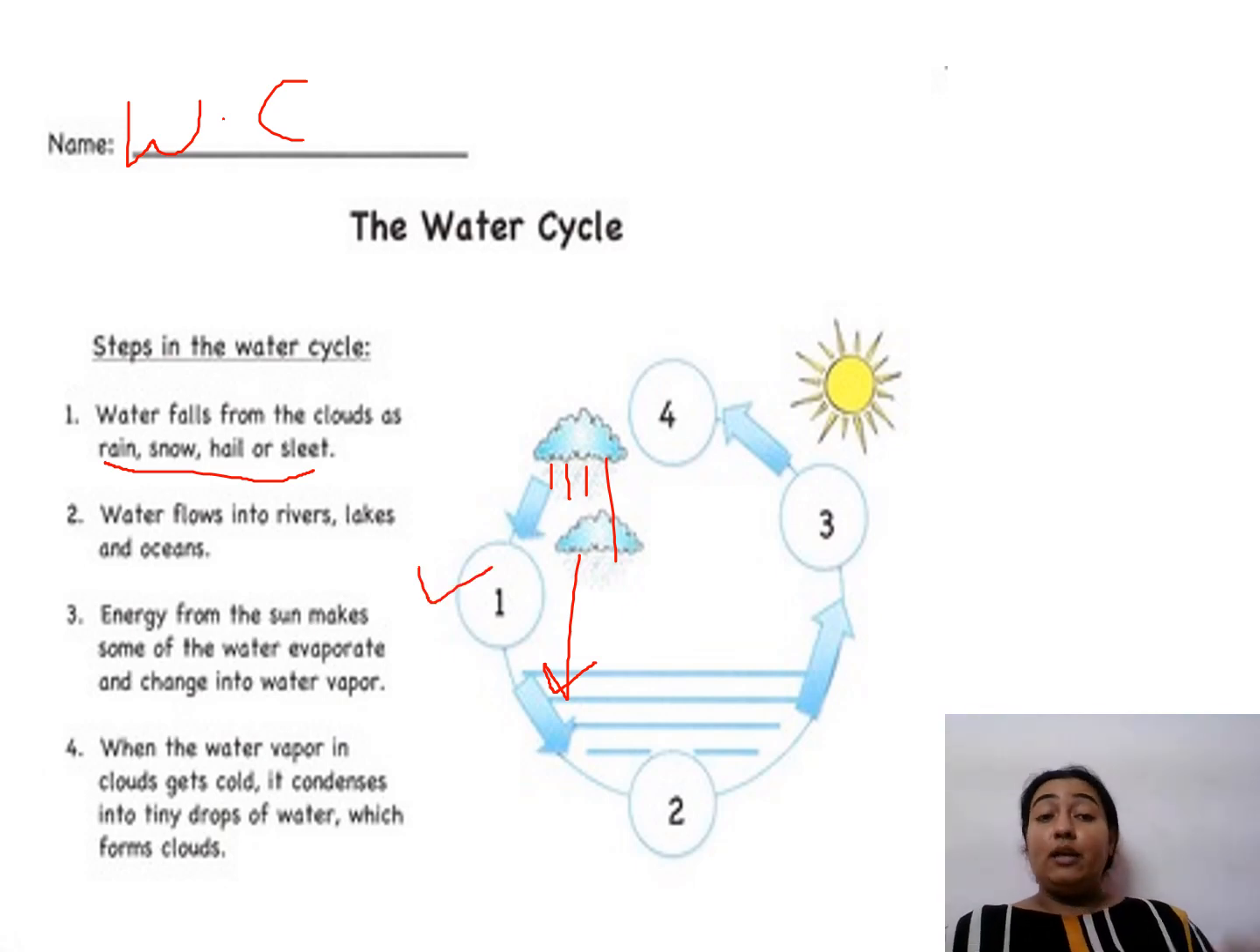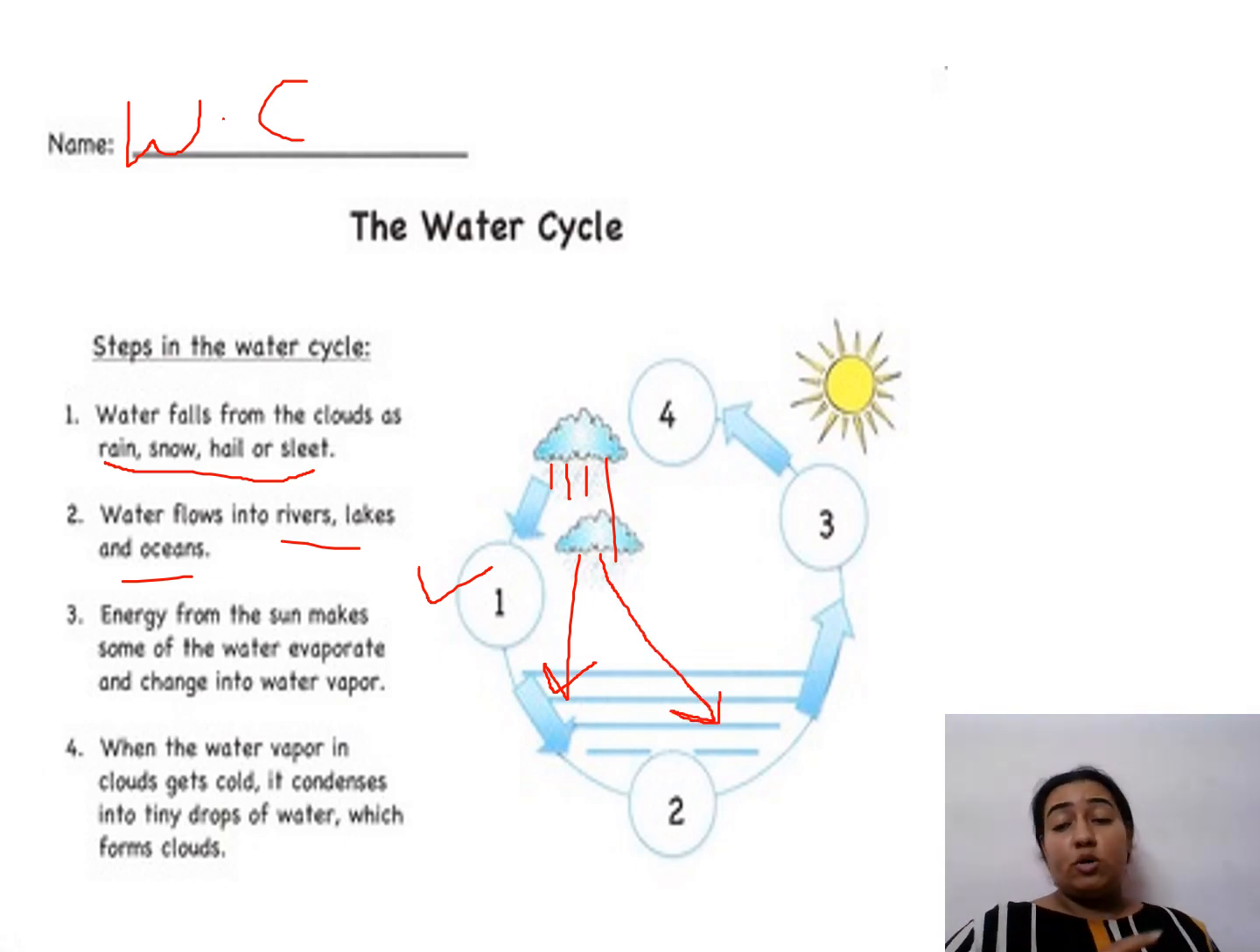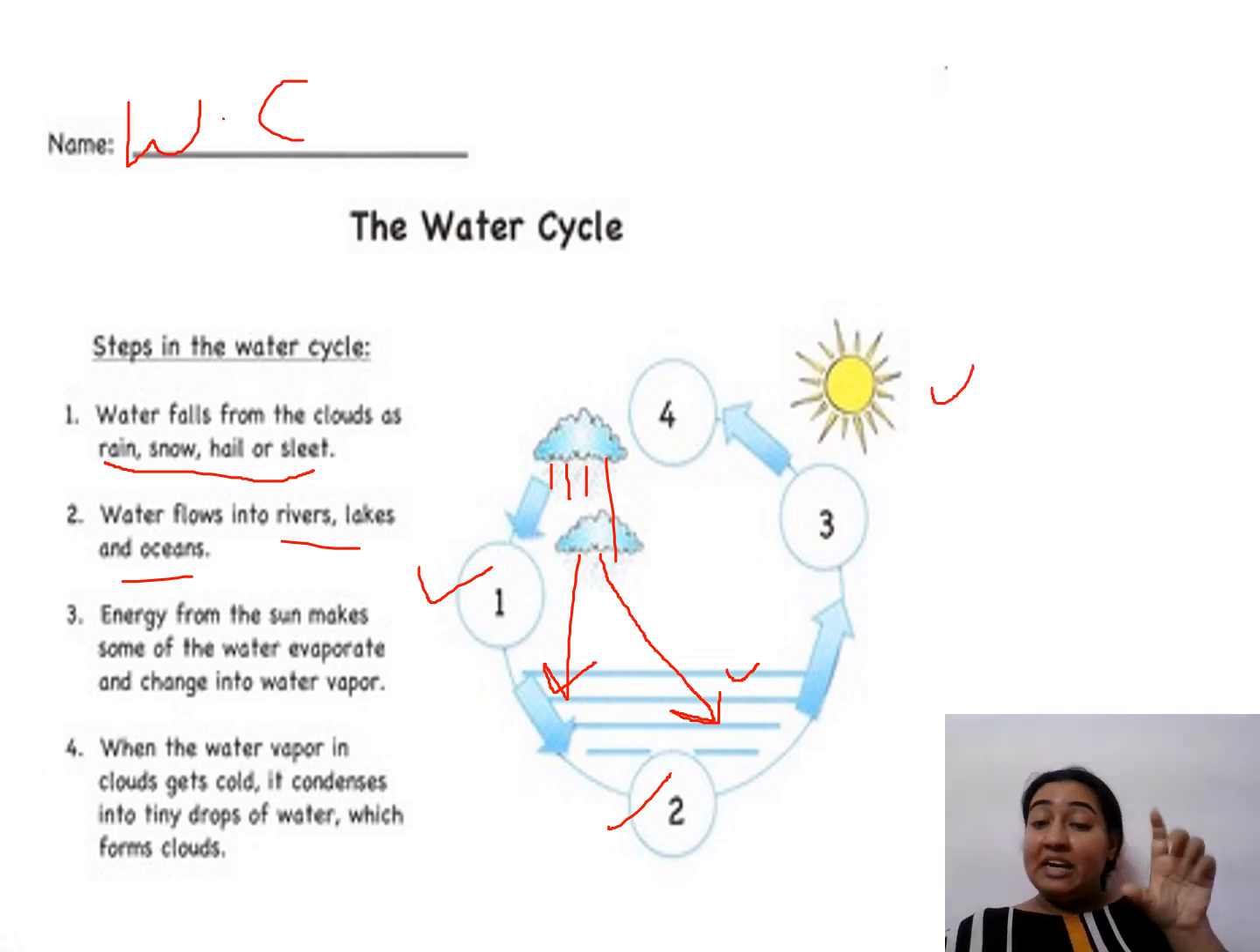Now the water that comes down flows into rivers, lakes and oceans. Water is coming down and flowing in these rivers to oceans, to lakes, to ponds, to seas. So the second step is also complete. Third step. Now this is open space. Above this there is only the sun. We have the sun over there. Now the heat energy from the sun makes some of the water evaporate and change into vapor.